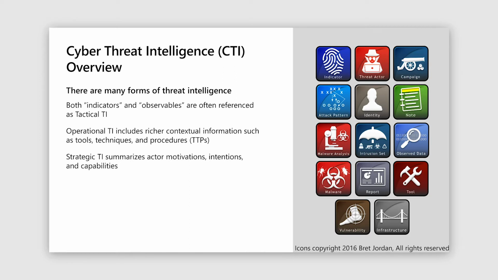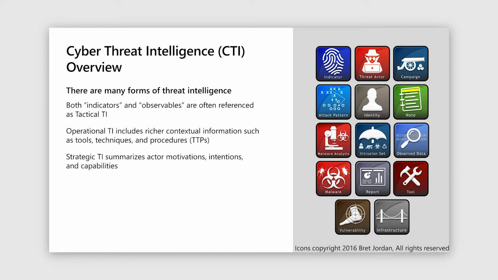Also, usually included in the report is a list of indicators. For example, if their infrastructure has registered a certain number of domains, or they're using certain phishing URLs, these will all be detailed in those reports. This kind of rich contextual threat intelligence is known as operational TI.